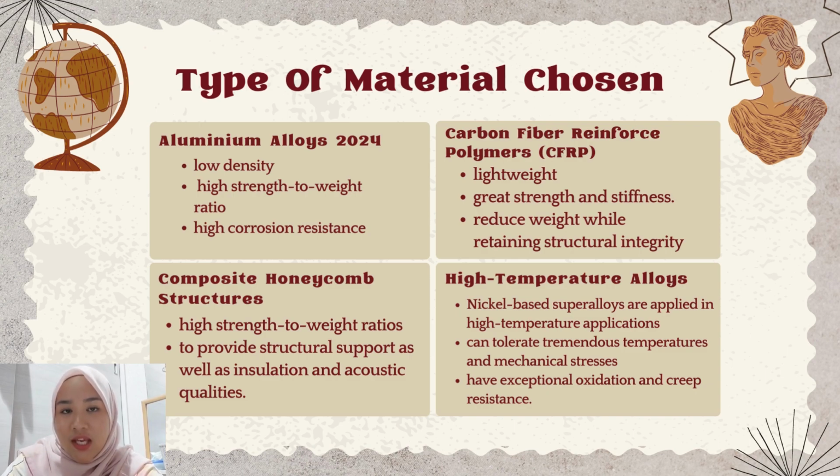CFRP materials are lightweight and have great strength and stiffness. They are applied to reduce weight while retaining structural integrity in aerospace applications. The third one is composite honeycomb structure. Honeycomb structures with a high strength to weight ratio, such as those built of aluminum or fiberglass, are utilized to provide structural support as well as insulation and acoustic qualities. The last one is high temperature alloys. Nickel-based superalloys are applied in high temperature applications such as aviation engines, where they can tolerate tremendous temperature and mechanical stresses. These alloys have exceptional oxidation and creep resistance.